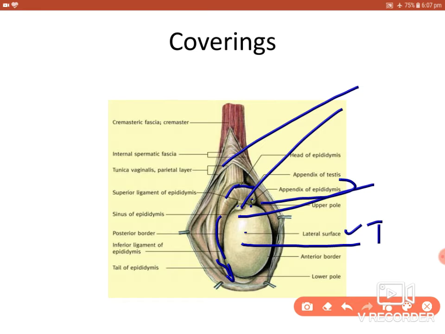So here you can see this is the tunica vaginalis. See this layer. This is the tunica vaginalis parietal layer. The visceral layer is closely attached to the surface of this testis. Okay, visceral layer of the tunica vaginalis. Deep to that we'll get the tunica albuginea.